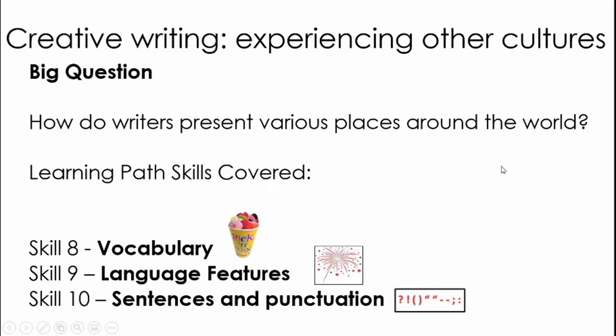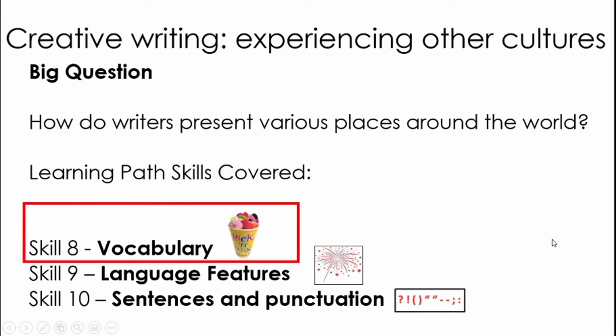So having looked at that, again, we've got our big question, how do writers present places around the world? We've got creative writing. And just so that we're absolutely clear, today we're going to be looking at skill 8, which is vocabulary. So I'm going to be teaching you 10 words that may be new to a lot of you. Some of them you might have heard before. Some of you might know all of them, but we'll see how that goes. And I'll be teaching you what those words mean, and we're going to start applying them in sentences.